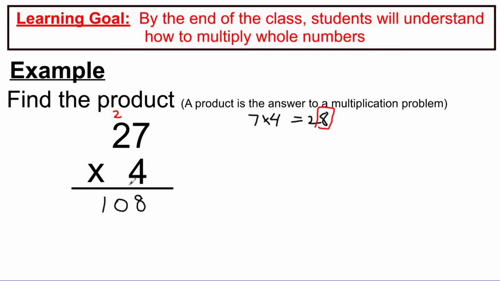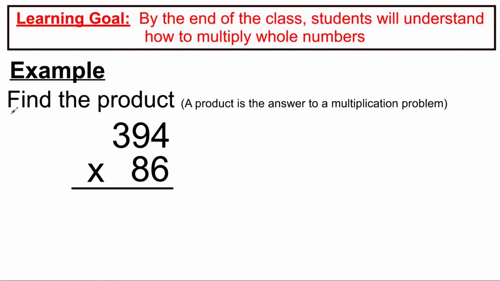We're going to take every place value in the bottom number, multiply it by each of the ones above it, and then carry when necessary to get our digit. Okay, so let's do the same thing, but with a little bit more complicated of a problem. 394 times 86. So we're going to do the same thing. We're going to start with the 6.